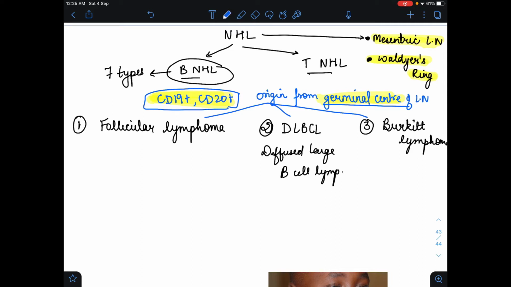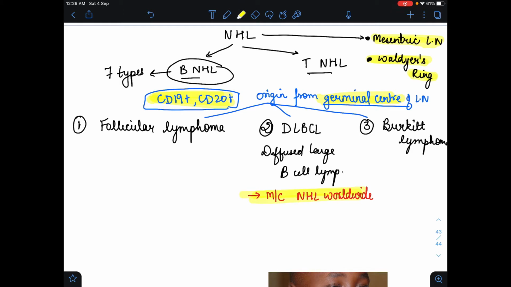Worldwide, the most common non-Hodgkin lymphoma is DLBCL. Please remember that it is the most common non-Hodgkin lymphoma worldwide. Please remember this question also. It is very, very important.